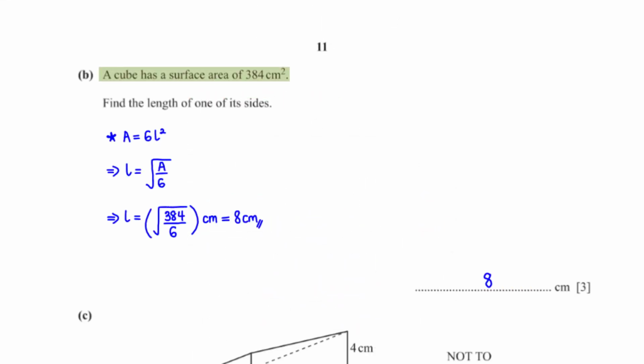A cube has a surface area of 384 cm². Find the length of one of its sides. Here is the formula for the surface area of a cube. When we make the length L the subject, this is what we get. We've been given the area to be 384 cm². This gives us 8 cm.